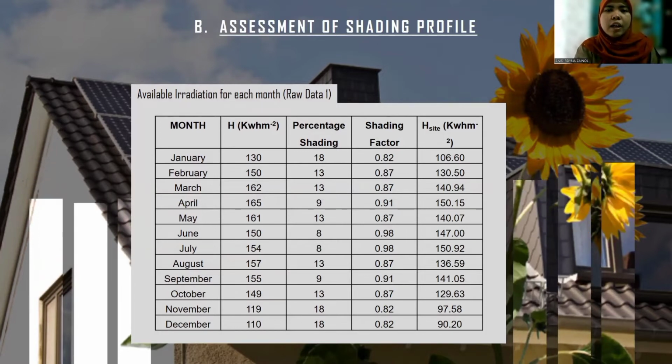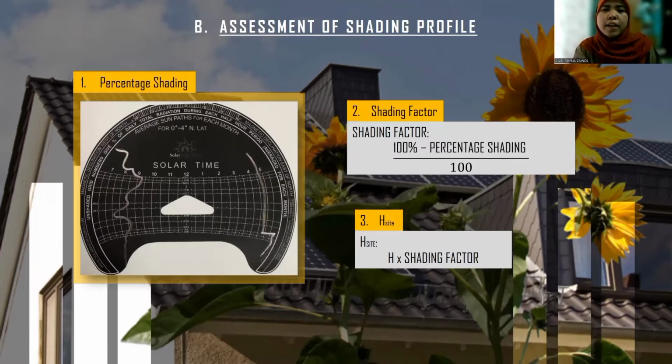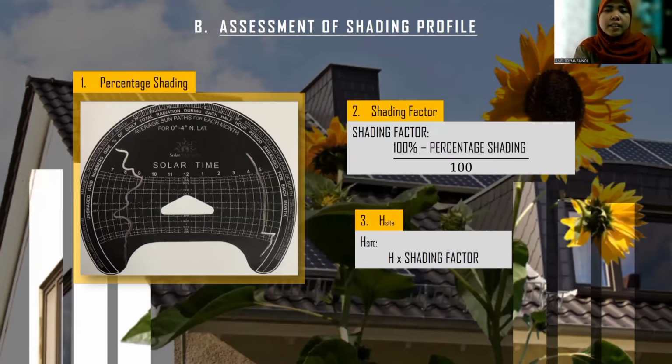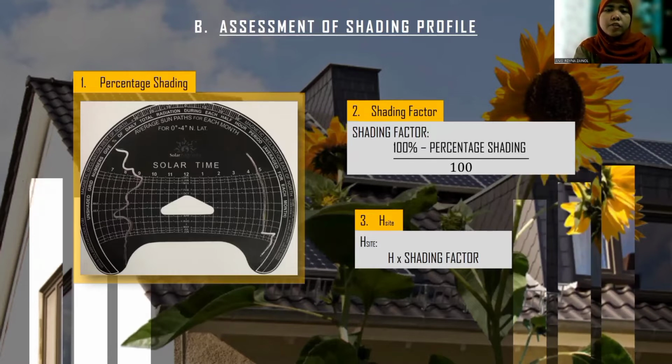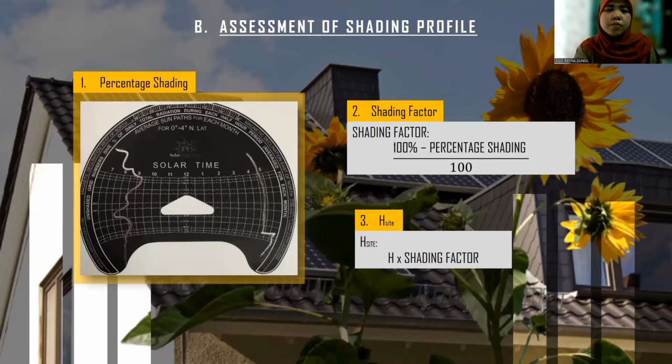First, I'll show how we obtain the percentage shading from the pathfinder. It is by adding the values shaded from both sides of the chart. Next is the shading factor, calculated using the formula, and lastly, H site is obtained from this formula.